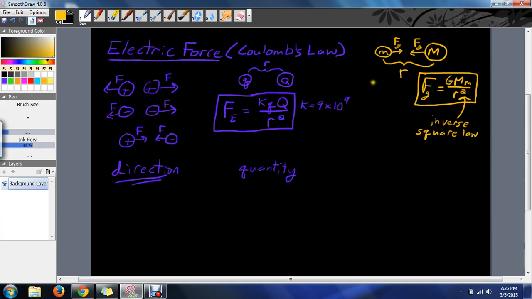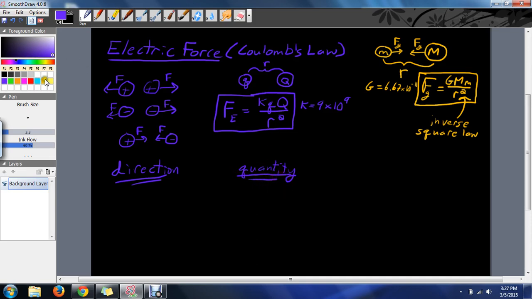The gravitational constant, just for reference, you don't need to know these numbers, but it's good to know them, is 6.67 times 10 to the negative 11. So that tells you how much stronger electricity is than gravity. So notice how they both have the inverse square law. So this is the quantity value, the quantity of the charge.